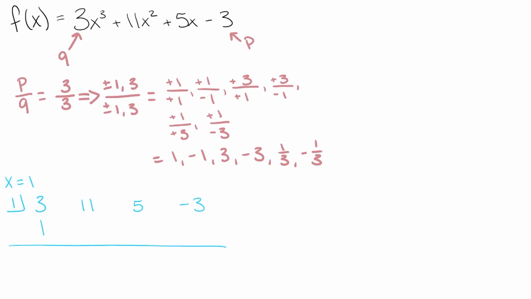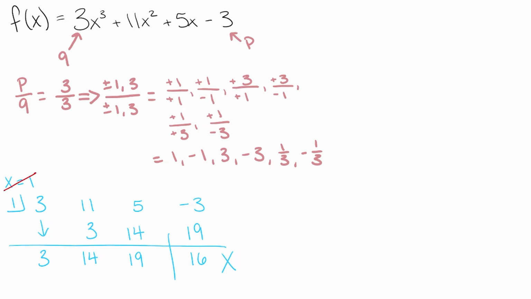All right, so let's bring down our 3. 1 times 3 is 3. 11 plus 3 is 14. 1 times 14 is 14. 5 plus 14 is 19. 1 times 19 is 19. Negative 3 plus 19 is 16. This is not one of our factors because we did not get 0 as our remainder.